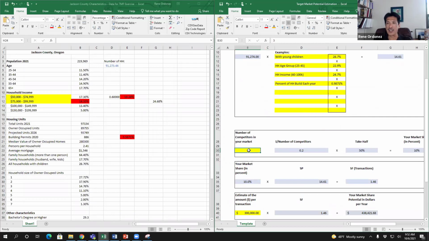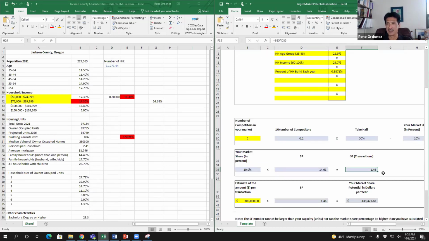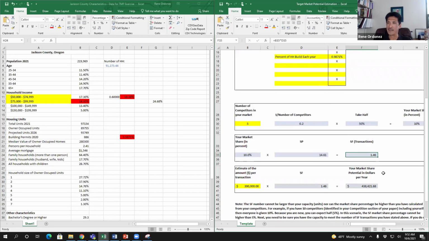And if there are 5 competitors in the market, and you are going to take 10% of that market, the number of houses that you will build is 1.46, or about 2 homes per year. So if you build at an average cost of 300,000 times 2 or times 1.46, this will be your projected sales forecast in dollar terms for the year. Is that reasonable? Is that feasible?